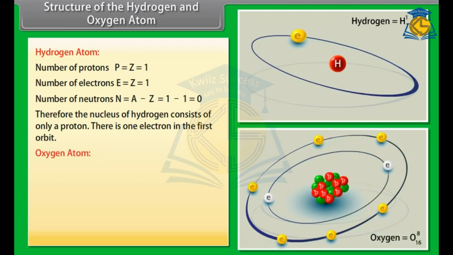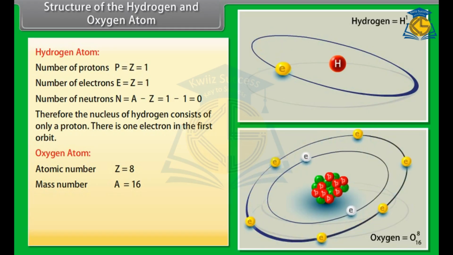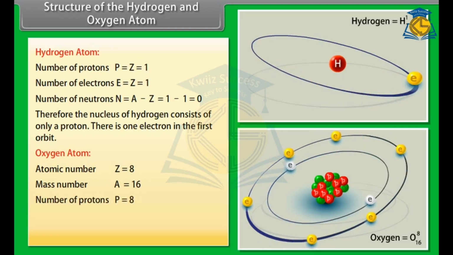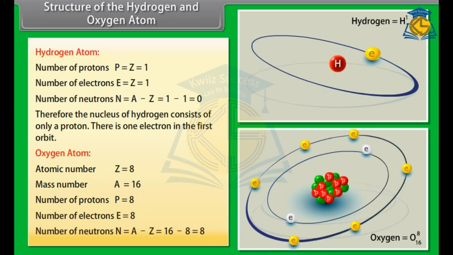Oxygen atom. Atomic number Z = 8. Mass number A = 16. Number of protons P = 8. Number of electrons E = 8. Number of neutrons N = A − Z = 16 − 8 = 8.